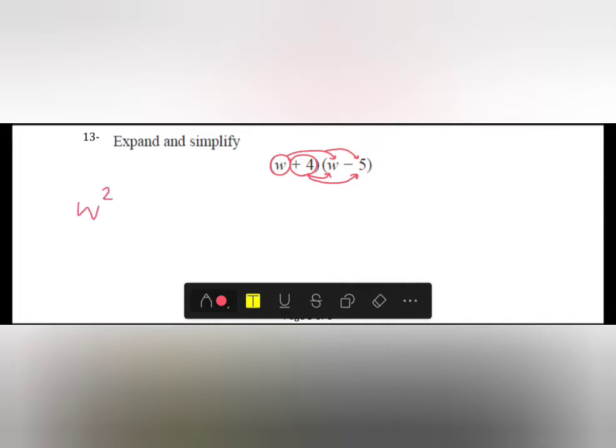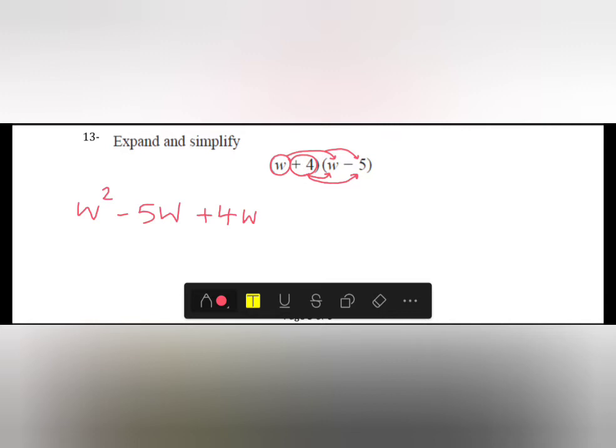Very good. And then W times negative 5, it's going to be negative 5W. Very good. Now, we end up here with the first part. We finished W. Now we're going to start with the second part, which is positive 4. Positive 4 times W equals, very good, positive or plus 4W.